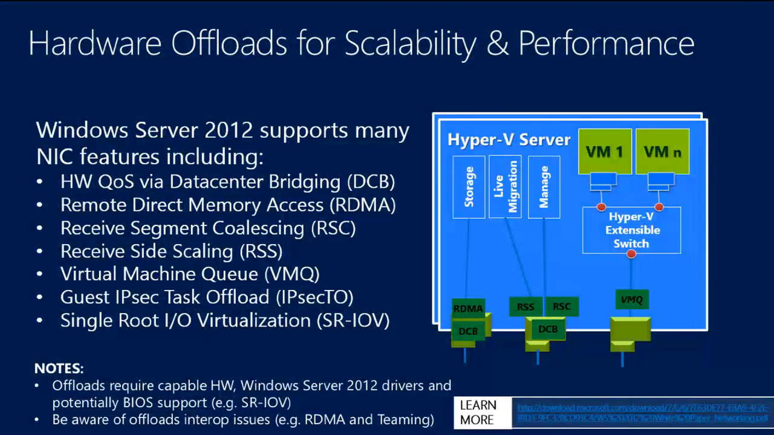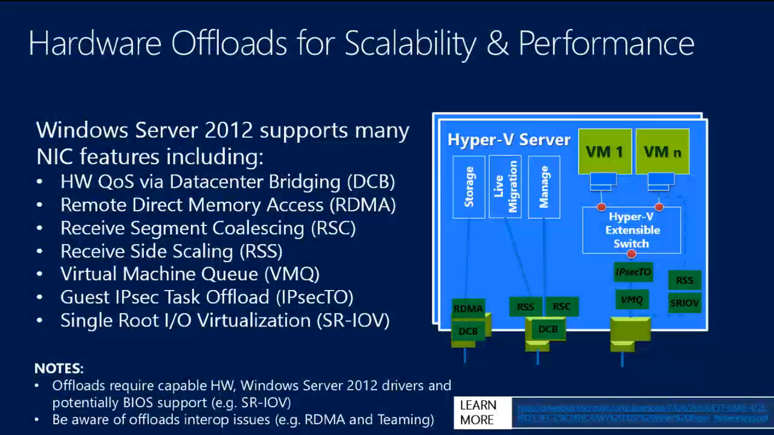VMQ is around providing better scalability for VMs that are running on the Hyper-V host, and the NIC that is going to be connected to the extensible switch is the NIC that will benefit from a VMQ capability. There is also the ability for IPsec task offload. Again, if you have VMs that are going to do IPsec, you can offload that to the NIC. Logically, it makes sense on the NIC that is supporting the VMs, and not on the NIC that is supporting the Hyper-V server, for example.